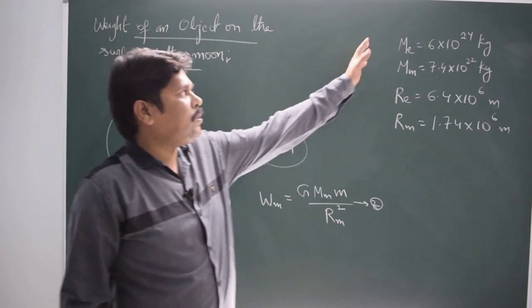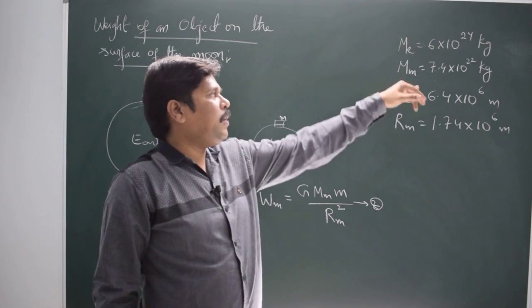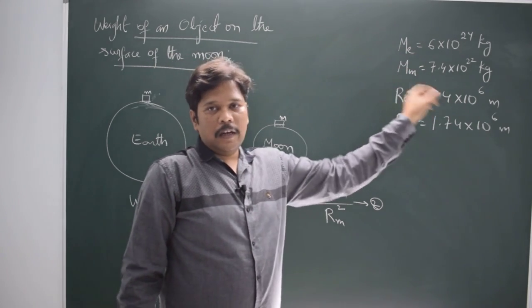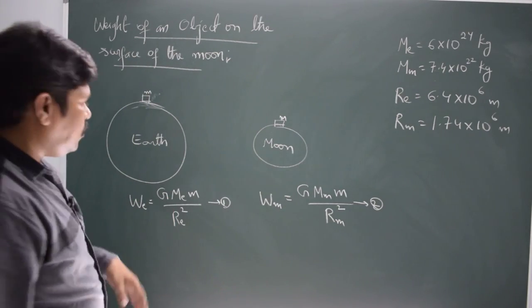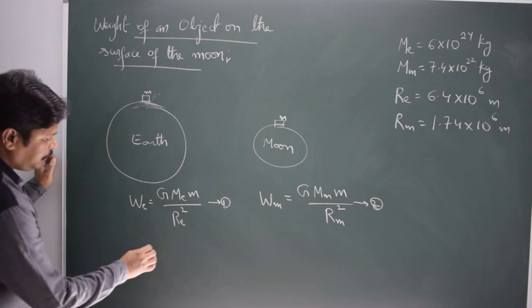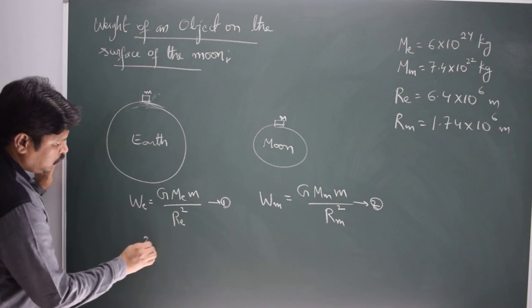These are the values of mass of the earth, mass of the moon, radius of the earth, and radius of the moon. We have to substitute these values in these equations. Before doing that, I'll rearrange this, so I'm going to compare these two.